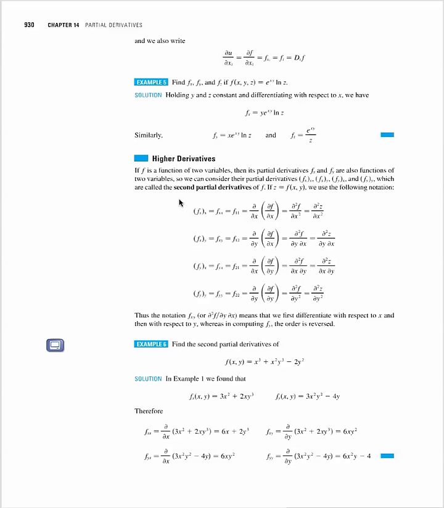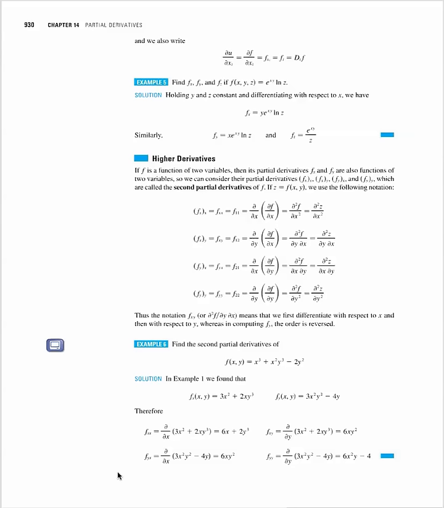Be really careful with notations on the order of operations with higher order partial derivatives. Make sure you understand what these notations mean pretty carefully. So the center of page 930 is pretty important. Example 6 is a great example. You should work through it.